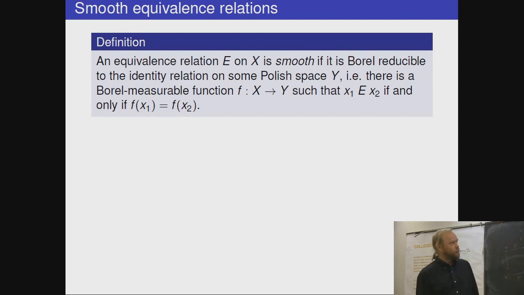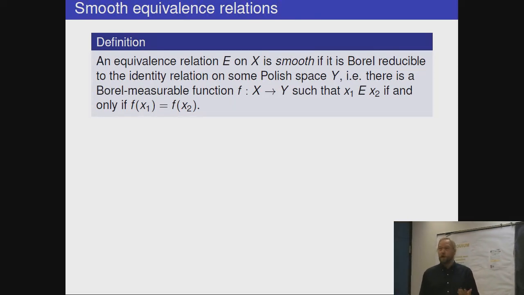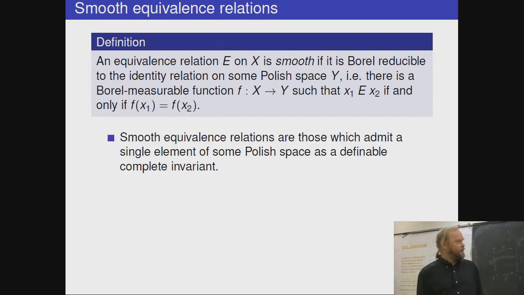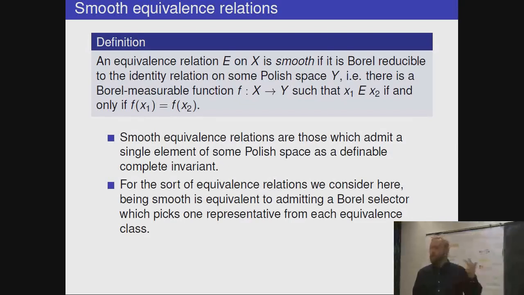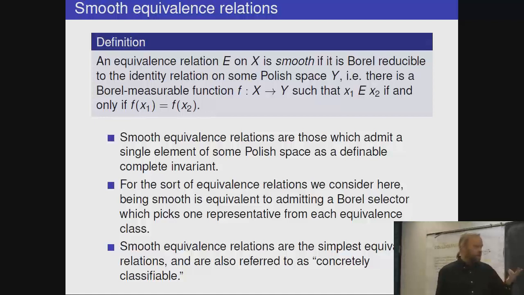So the simplest equivalence relations are what we call smooth. And these are exactly the ones where you can find something like a single real number as a complete invariant. They're ones which are Borel reducible to the identity on, say, the reals. Saying we have a function that computes a single real number, two elements are equivalent if and only if they actually get computed the same real number. And being smooth, well, this statement is not true in general. It's only true in particular among things where all the equivalence classes are countable. That being smooth is equivalent to saying, in a Borel way, we can pick out a representative from each of the equivalence classes. And these are really what we think of as being concretely classifiable. They're the ones where it's not too hard to tell when two things are equivalent.